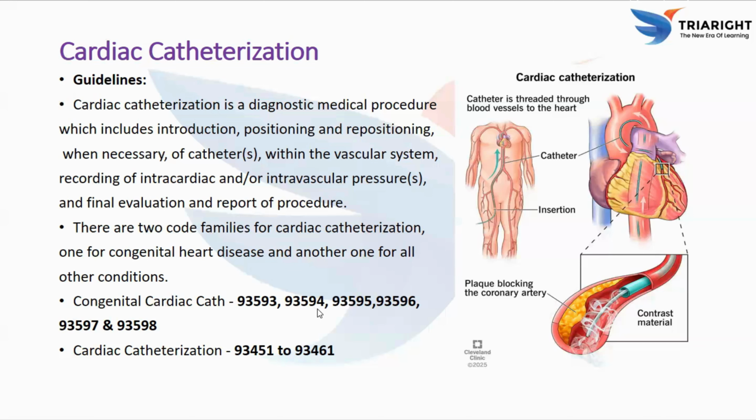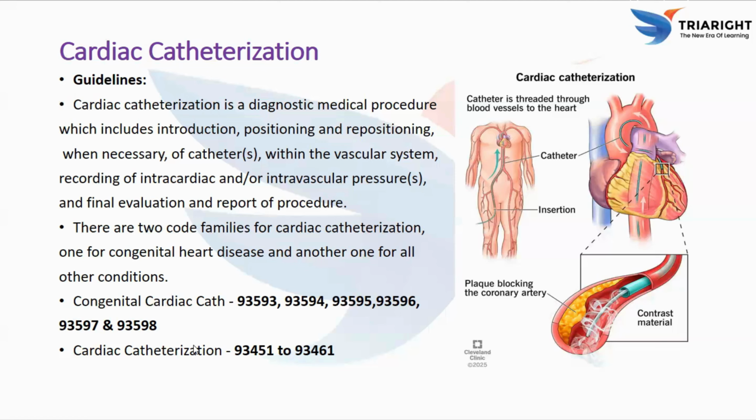Coming to congenital, the CPT code categories are 93593 to 93598. These are used when a patient has congenital heart disease, structural heart defects present from birth. Congenital codes are used regardless of the patient's age, even in adults. For non-congenital, the CPT codes range from 93451 to 93461. This is used when there is no congenital heart disease, such as typical adult cardiac conditions like CAD, coronary artery disease, heart failure, and valve disease. So the diagnosis, not the age, decides which code family to use.